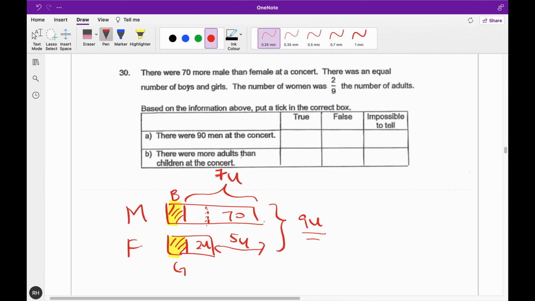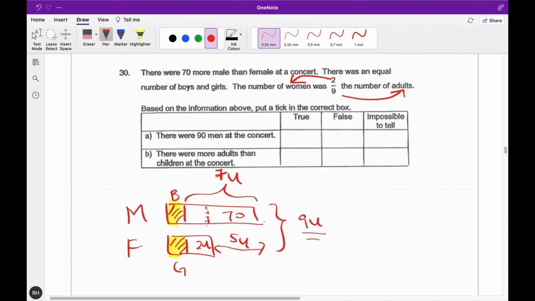Question 30. There were 70 more male than female at a concert. There was an equal number of boys and girls. The number of women was 2 out of 9 of the number of adults. So 2 is for women, 9 is for the number of adults. So if we draw the model, it will look something like this.